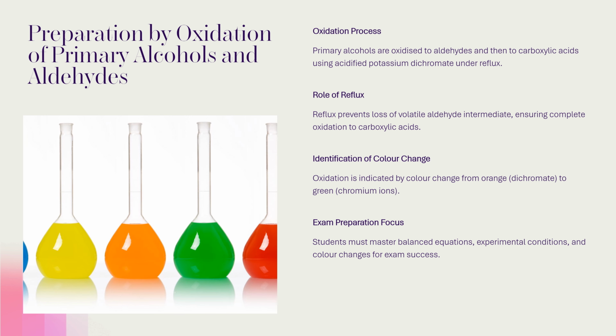When a primary alcohol is heated under reflux with excess oxidizing agent, it is oxidized first to an aldehyde and then to a carboxylic acid. For example, ethanol is oxidized to ethanoic acid. Reflux is essential to prevent the volatile aldehyde intermediate from escaping before further oxidation occurs. Alternatively, aldehydes can be directly oxidized to carboxylic acids under similar conditions.